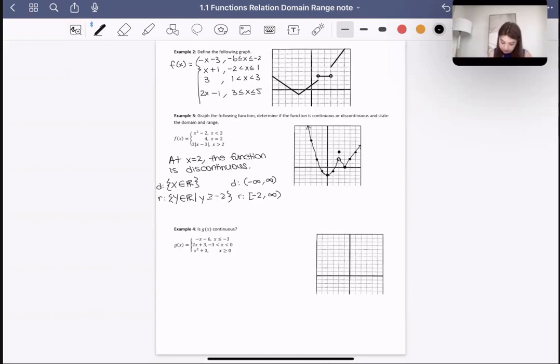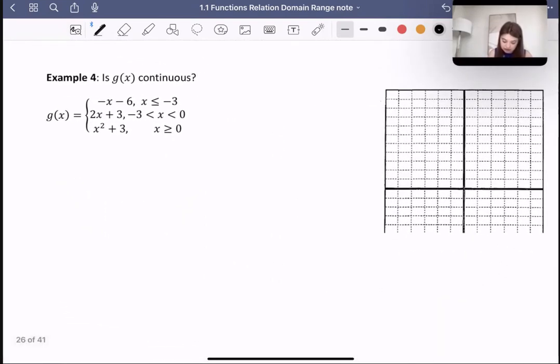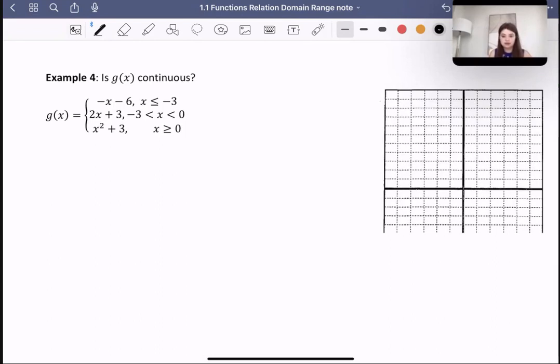Okay. This next question asks, is g of x continuous? Okay. So for this one, we already know that the different pieces are continuous themselves, right? Because we know that negative x minus 6, it's continuous, right? We know that any line is just going to be continuous. Same with this line. We know any line, this line is going to be continuous. And we know this parabola is going to be continuous within itself, right? Because all lines, all parabolas, and all lines again are continuous.